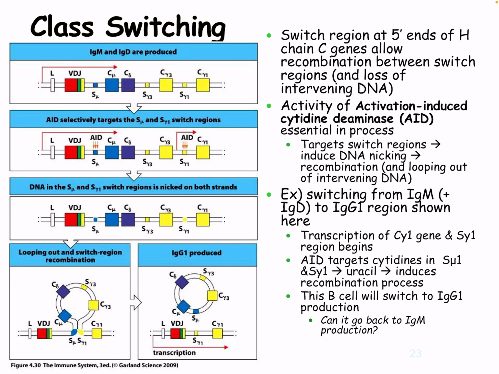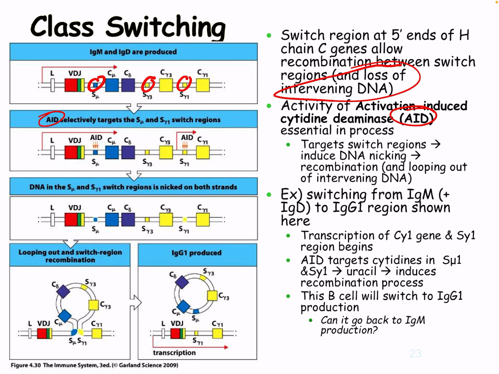So class switching needs some important proteins or enzymes, and here we'll look at AID. Switch regions at the 5' ends of the heavy chain constant genes allow recombination between switch regions and the loss of the intervening DNA. The activity of a special enzyme called activation-induced cytidine deaminase, or AID, is essential in this process. AID targets switch regions, as we discussed. Here are our switch regions. And this induces DNA nicking, which results in recombination and looping out of the intervening DNA.